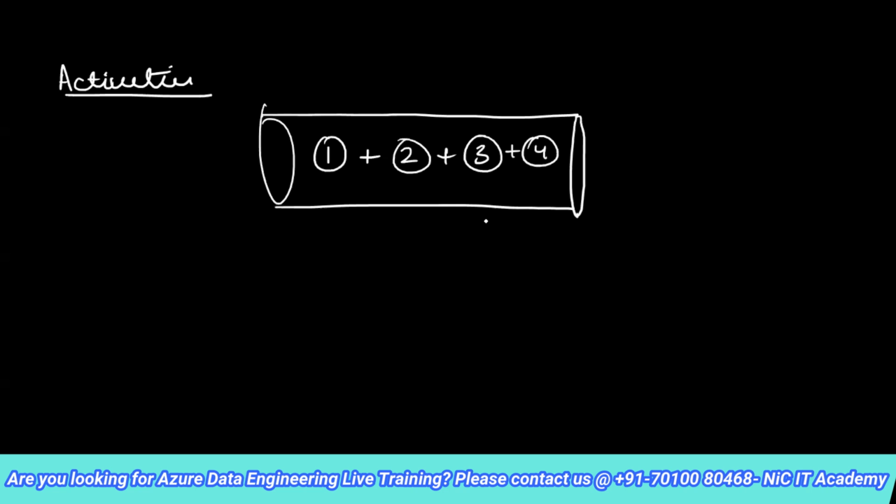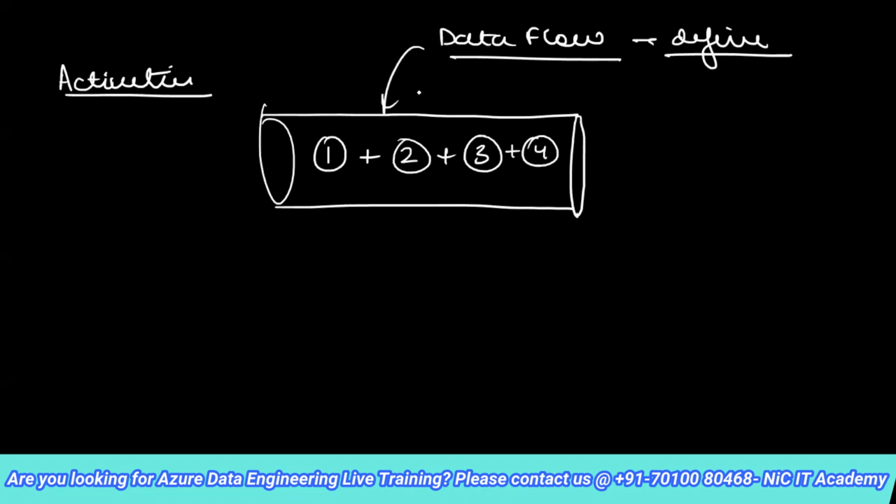So as somebody said, data flow. Data flow is also an activity. Once you define the data flow, you are going to place it within the pipeline as an activity, so that data flow activity will be completed. Similarly, copy data activity, transformation related activity, filtering, right? Aggregation activities, all of that is available.